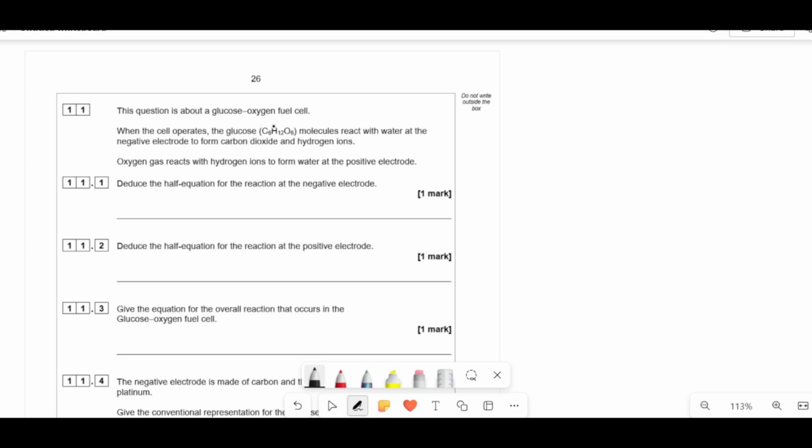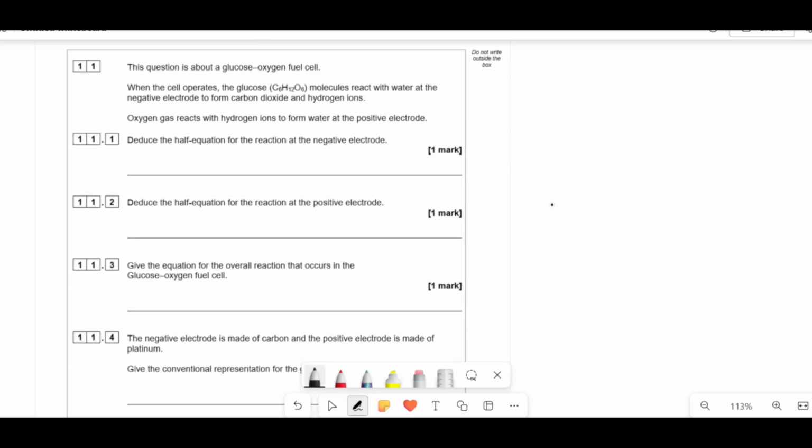So this question is about a glucose-oxygen fuel cell. When the cell operates, glucose molecules react with water at the negative electrode and they form CO2 and hydrogen ions. Oxygen reacts with the hydrogen ions to form water at the positive electrode. So use the question and what it's telling you and work with that. So deduce the half equation for the reaction at the negative electrode.